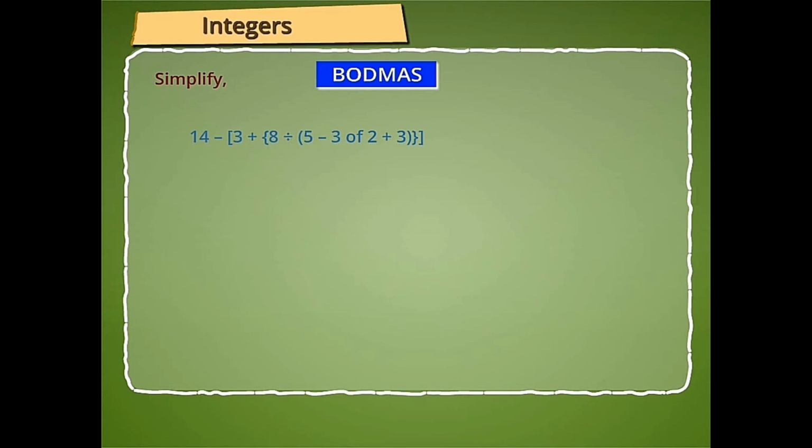First we will solve inside round bracket, then curly bracket, then big bracket. That is 14 minus 3 plus 8 divided by 5 minus 6 plus 3. This gives us 14 minus 3 plus 8 divided by 2, which is equal to 14 minus 3 plus 4. That is 14 minus 7 is equal to 7.